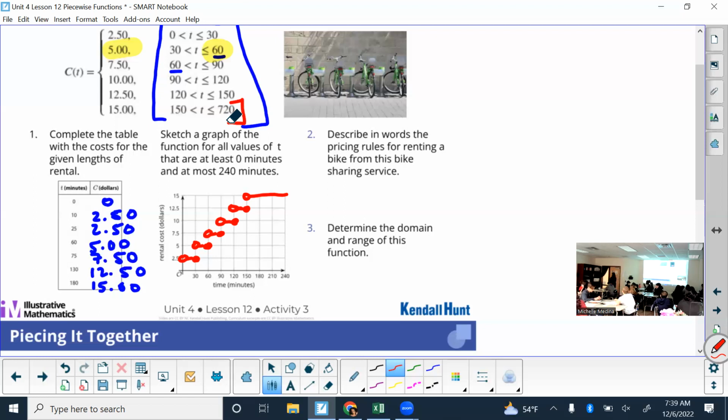All right, the table is just seeing if you could read the rule and say what it would cost for any particular amount of time. Okay, so that's good. Make sure your graph looks just like that. Any questions on that part? You'll have to do it for your test. All right, now someone just tell me in words the pricing rules for renting a bike from this bike sharing service.